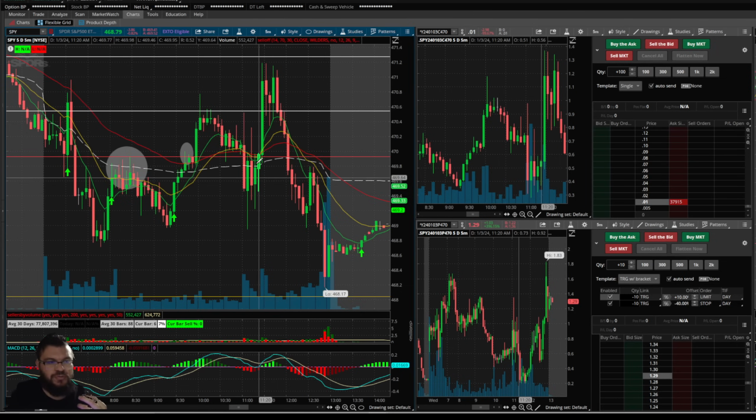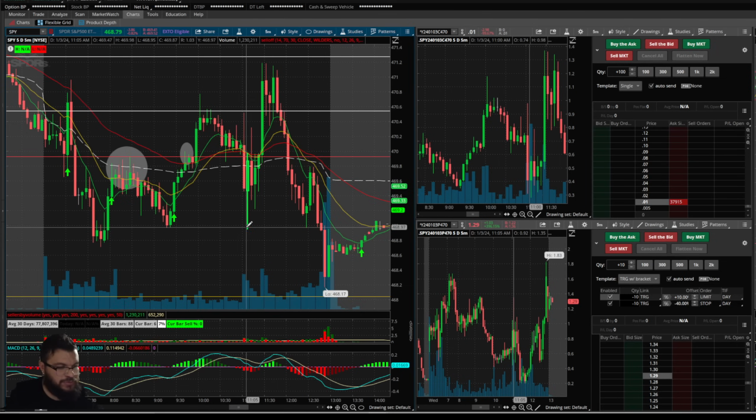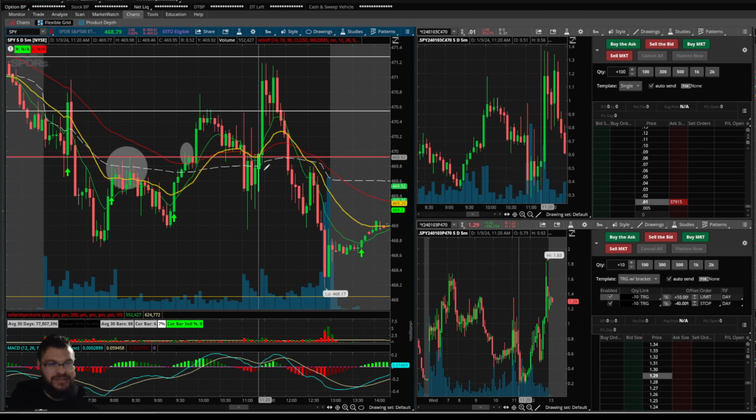Yeah, there's a couple of wicks here and there, but somebody probably bought puts here. And then look at what it did. Huge rocket green candle. And they were probably holding right here, right? They were probably like, oh, well, I'm going to wait till it breaks above 470, and then I'll probably get out of the trade. And then all of a sudden, rocket candle comes up.